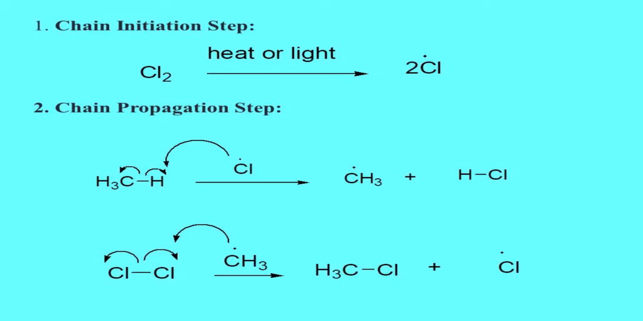Free radical chain reactions work best when all propagation steps are exothermic. Here, the chlorine radical reacts with methane to form methyl radical and hydrochloric acid, and again the methyl radical reacts with chlorine to form methyl chloride and chlorine radical.